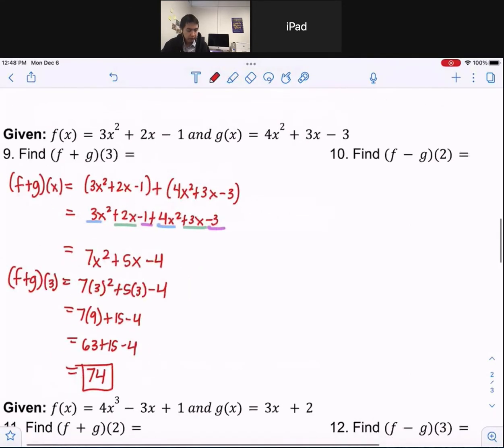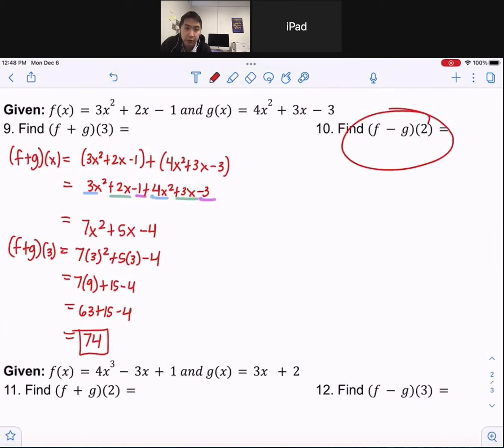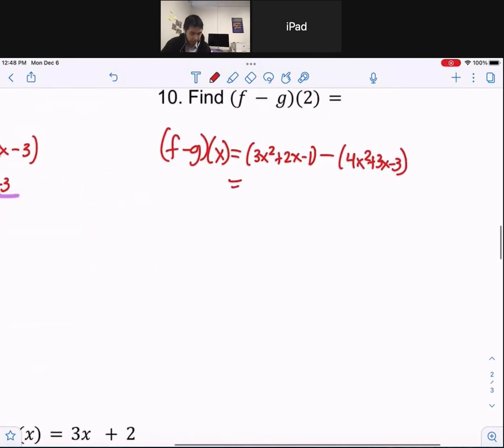Number 10, we're trying to solve for f minus g of 2. But first we need the function f minus g of x. So our f function is 3x squared plus 2x minus 1, minus our g function, which is 4x squared plus 3x minus 3. Since we have a minus sign, we can distribute that to each one. So we're going to get 3x squared plus 2x minus 1 minus 4x squared minus 3x plus 3.